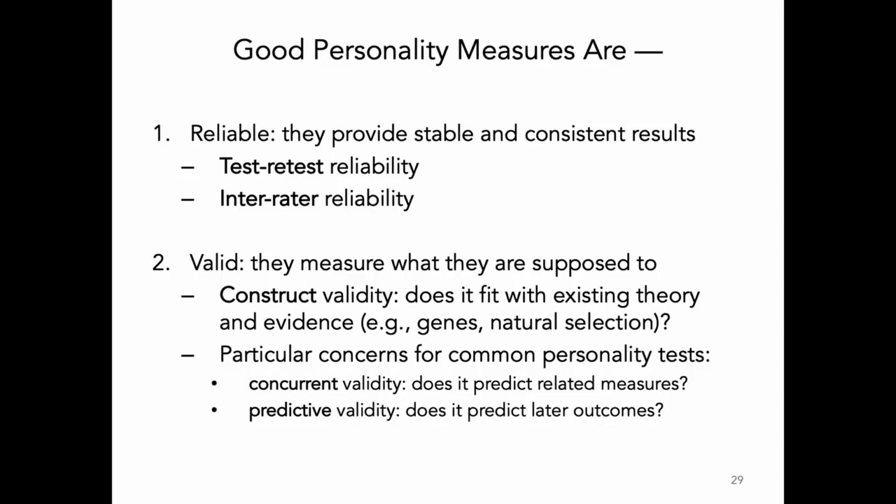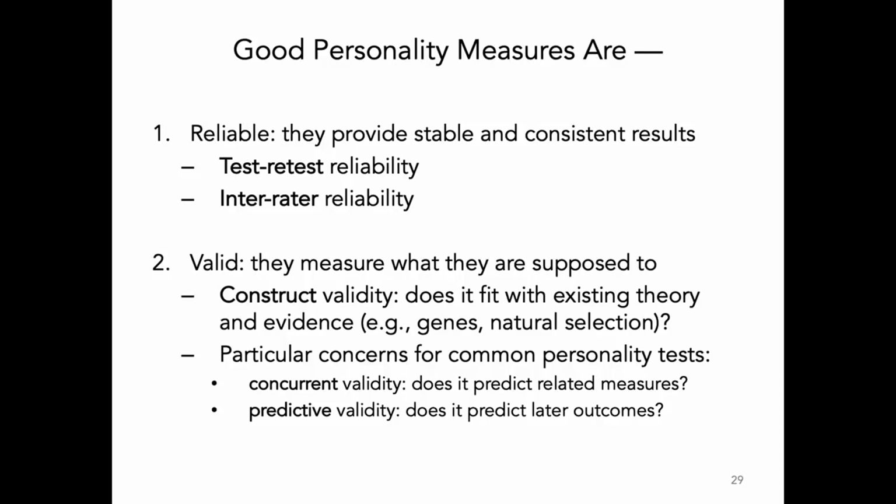Validity is of particular concern for common personality tests like the Myers-Briggs. And we want to break that down into two key other tests. Concurrent validity, which is, how does it predict related measures? Like if you had another way to measure extroversion, do the two ratings line up with each other? Are they associated? And predictive validity: does it measure any future outcomes? If I've measured something about you, let's say the length of your nose, and then it predicts nothing about the rest of your life, then why would we care?